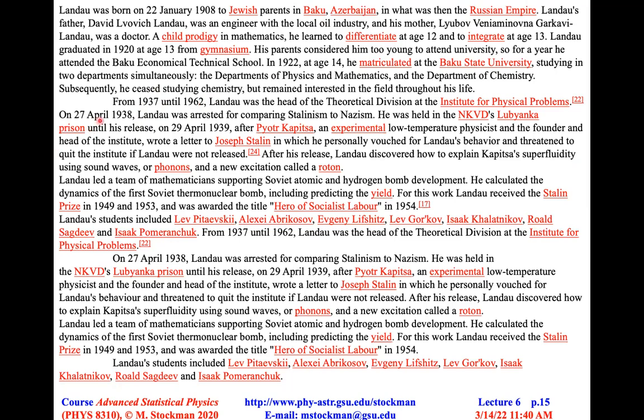His road was not easy. In 1938 he was arrested. He compared Stalinism to Nazism. Of course, some of his friends reported him. He was held in the central prison in the center of Moscow at Lubyanka square, and later Dzerzhinsky square, now back to Lubyanka square.